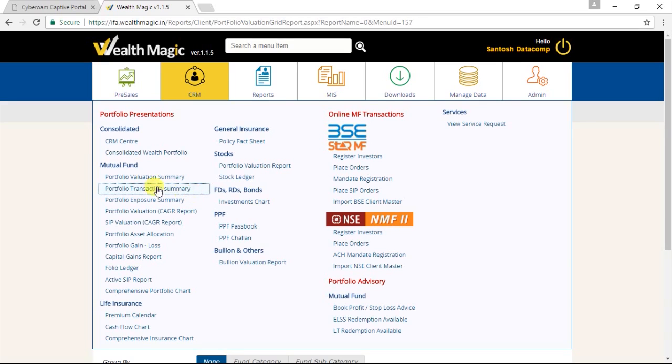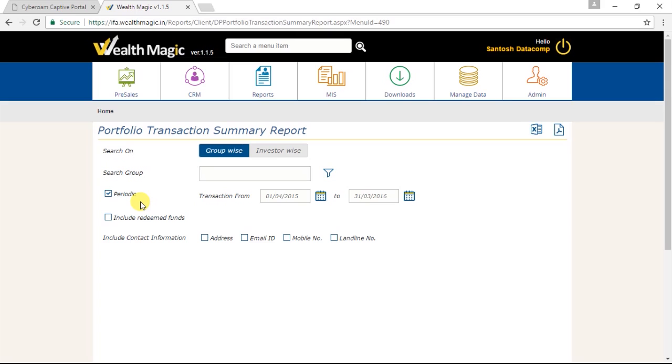Click on Portfolio Transaction Summary. You can select the report group wise or investor wise. You can also extract or generate the report periodically from transactions of a particular year. Here I have selected the financial year of 2015 to 2016. Let's see the output of this report.